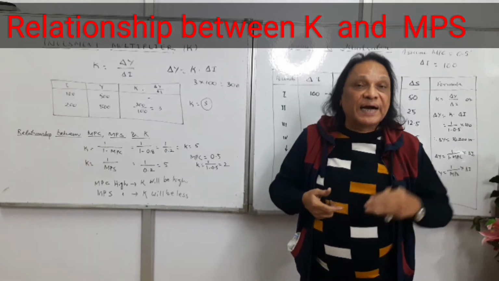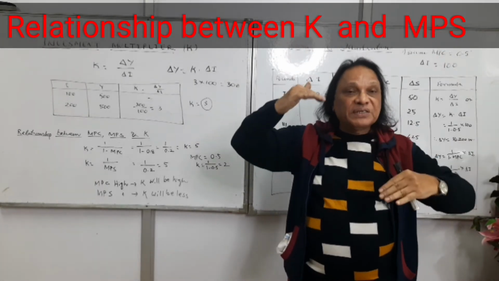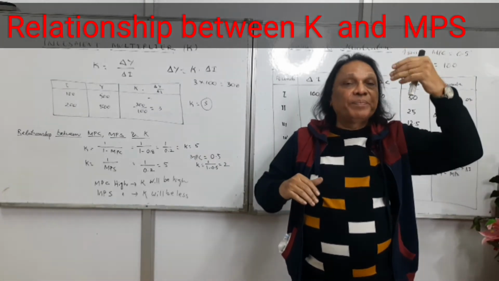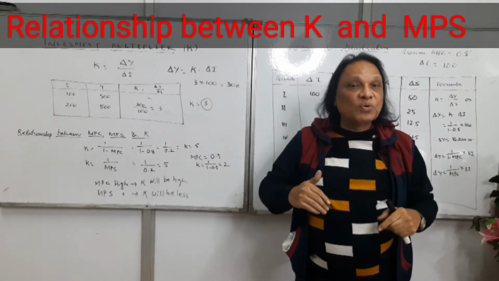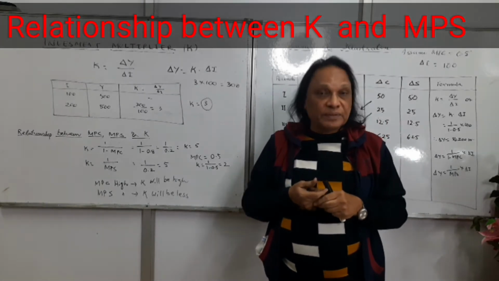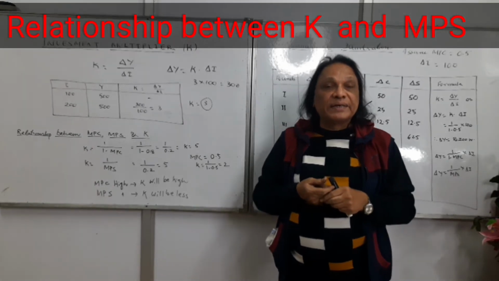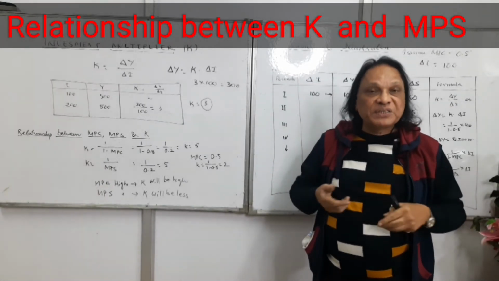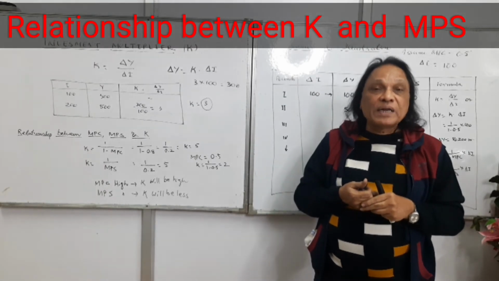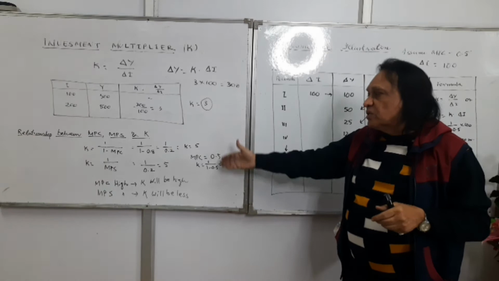If MPC is high, K will be high. There is a direct relationship between MPC and K. If MPC is less, K will be less. On the other hand, if MPS is high, K will be low. If MPS is low, K will be high. So it's a reciprocal. We already learned MPC plus MPS is equal to 1. So there is a direct relationship between MPC and K, and an indirect relationship between MPS and K. The formula to get the multiplier is K equal to 1 upon 1 minus MPC, or K equal to 1 upon MPS. So we got the numerical examples here.